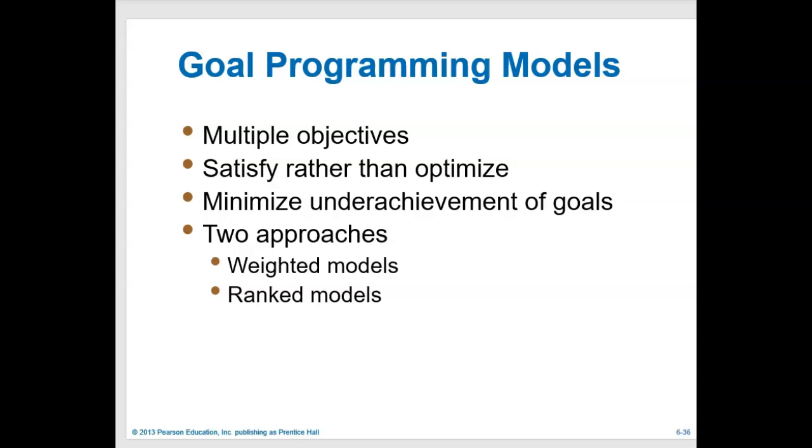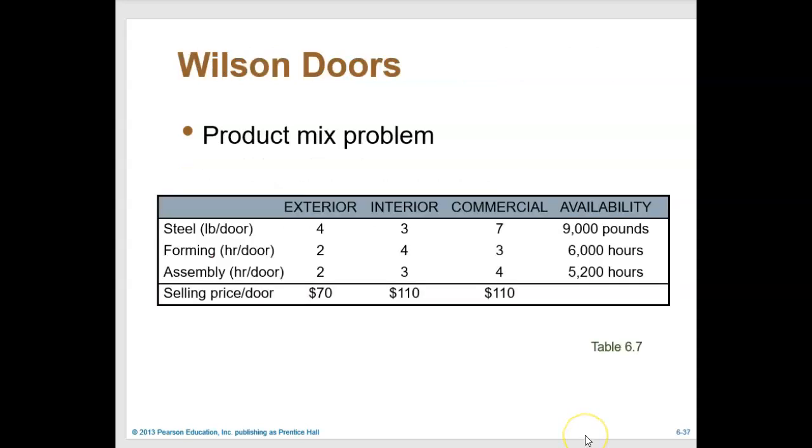The first approach is using a weighted model, and the second approach is using a ranked model. And we'll discuss an example for each of these two approaches to help you understand what I mean by each of these techniques. The first example that we're going to cover would be for a weighted goal programming model. And we're going to use the example of Wilson Doors Company.